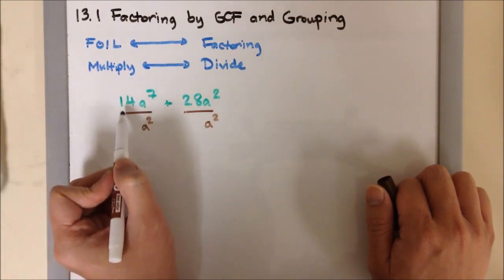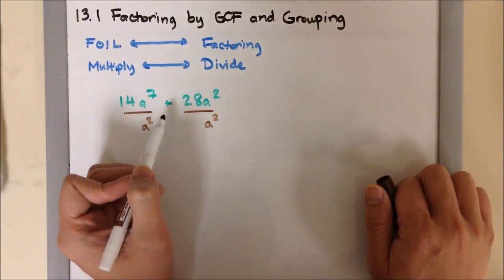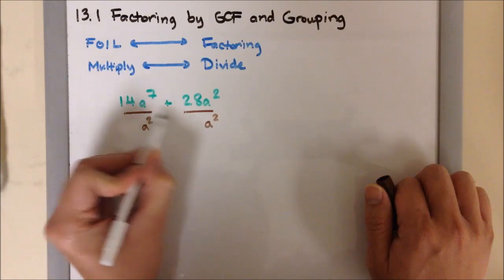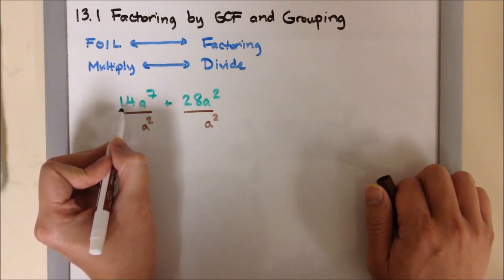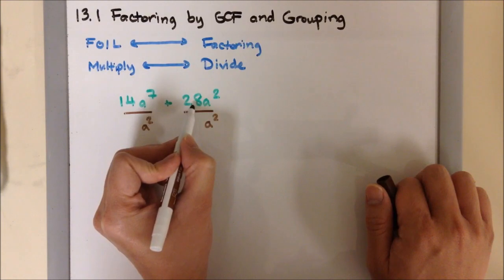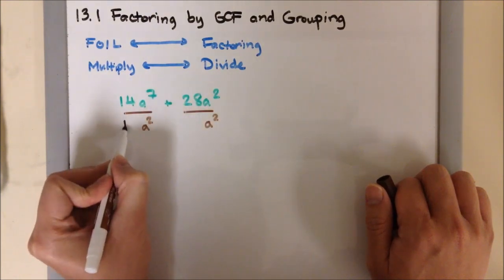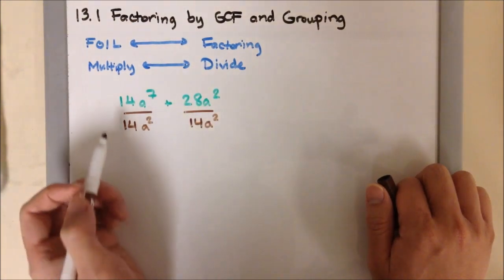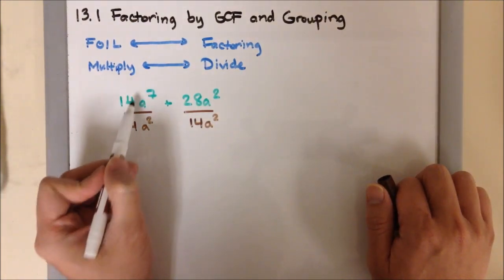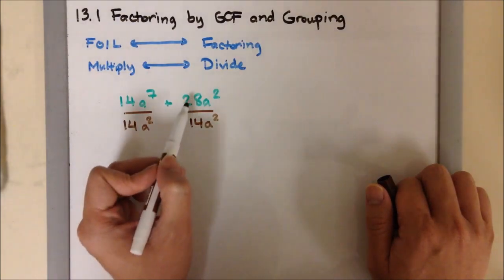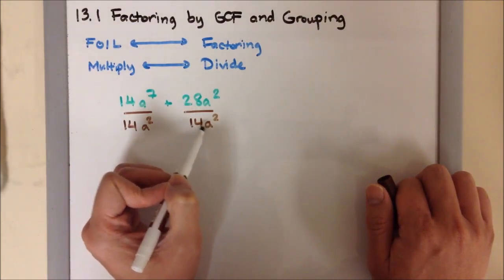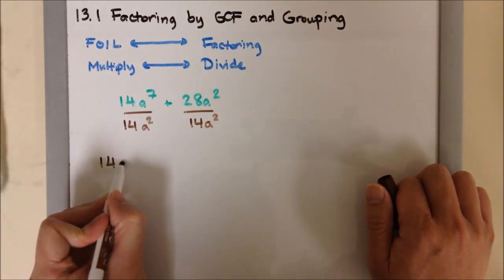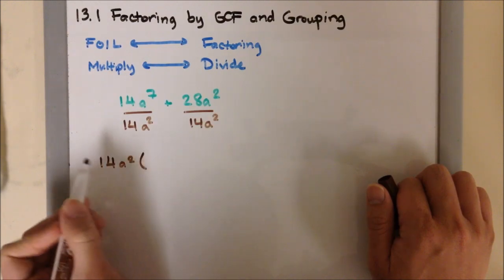Now let's take a look at the numbers, 14 and 28. Both of these numbers can be divided by 14, because 14 goes into 14 one time, and 14 goes into 28 two times. Alright, so I'm dividing the first term by 14a squared, and then the second term also by 14a squared. So this is my GCF. So 14a squared will be on the outside of the parenthesis.